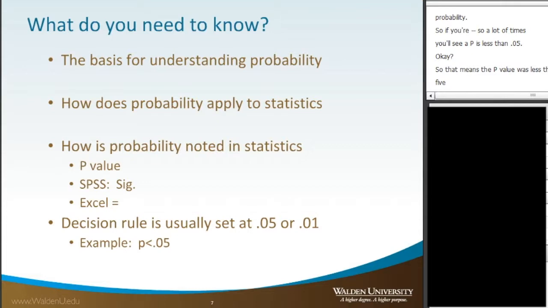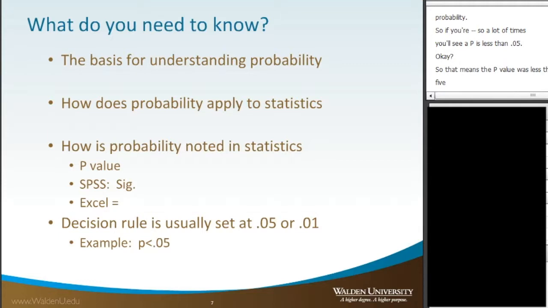I won't ask the question, but many of you, I'm sure, use Excel. If you run stat functions in Excel, say a t-test, the output doesn't even label it. It just gives you an equal sign and then a number. That number is the p-value, or the probability. So there's different ways to note what it is.